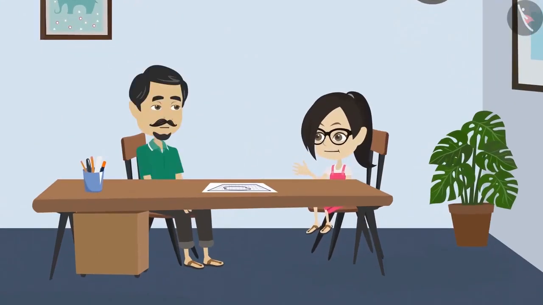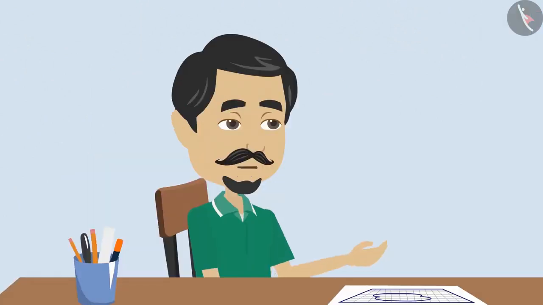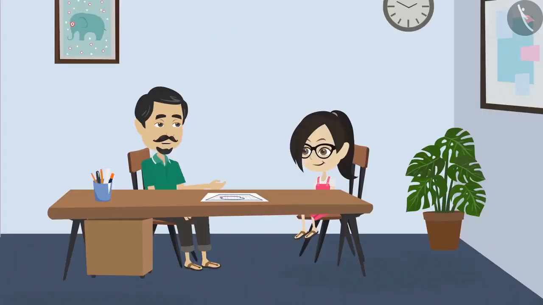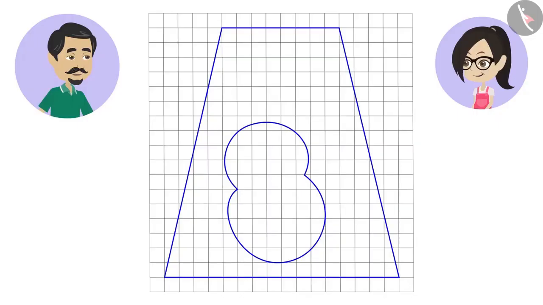Dad, why are you looking at this map for so long? Vandana, I want to build a small fish pond in our farm. So, I took the help of an engineer to make a map of our farm and the pond to be built in it. Look, this is the map of our farm and the pond is shown in this.